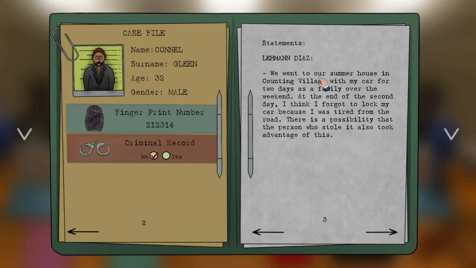Women Diaz, we went to our summer house in Counting Village with my car for 2 weeks as a family over the weekend. At the end of the second day, I thought I forgot to lock my car because I was tired from the road.